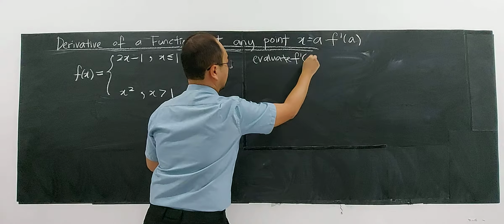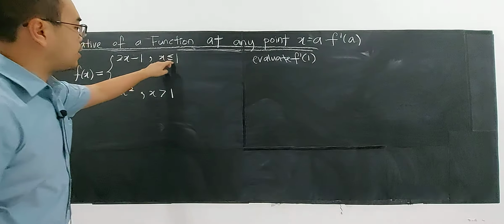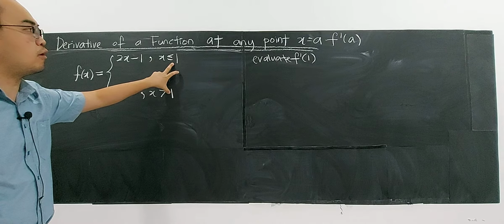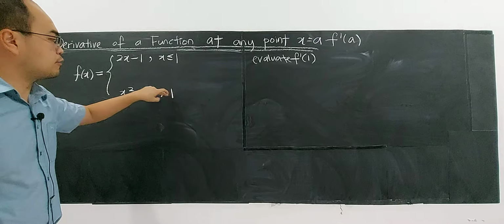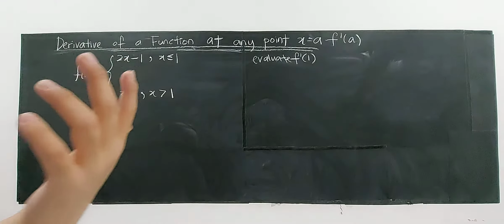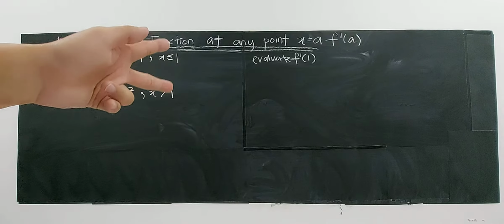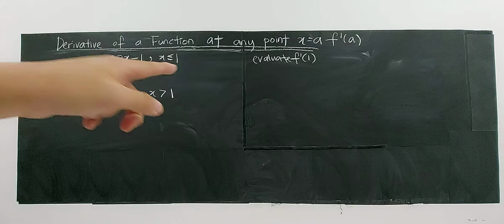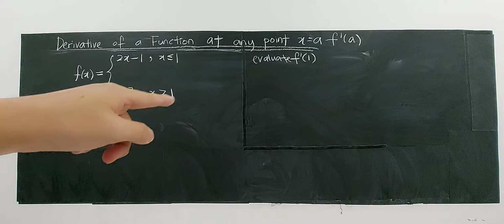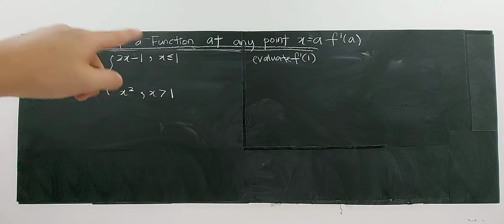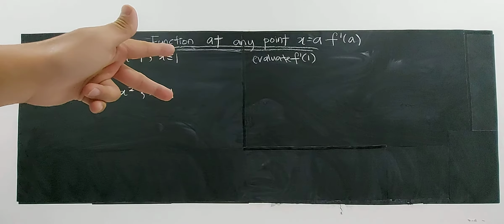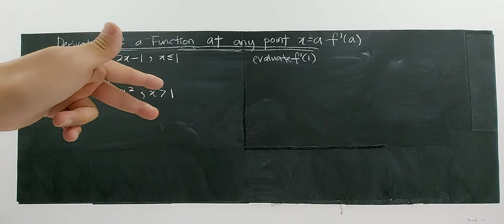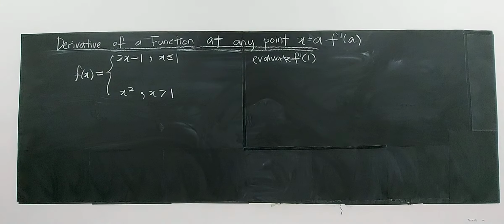f prime of 1, right? We evaluate the derivative of a function at a point, and the point now is the boundary value here. We don't know which function we should choose. When x is less than 1, this is the function; when x is more than 1, this is the function. It's not a single function. There are two functions, each defined on its own domain. So how do we evaluate f prime of 1 here?